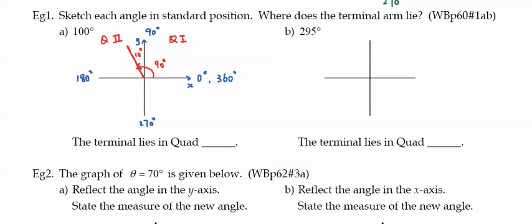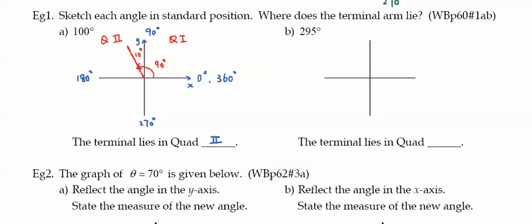Now on a side note, if I continue to go further, how big is this angle? 80. But that's not what we want for now. Right now they want us to have our angle measure from 0 degrees all the way to 100, and this terminal arm will stop in quadrant number 2.